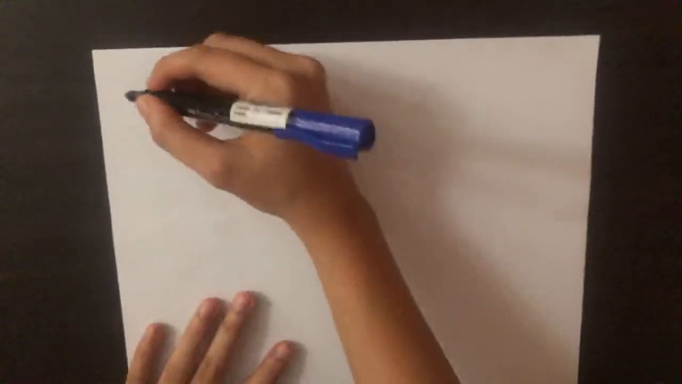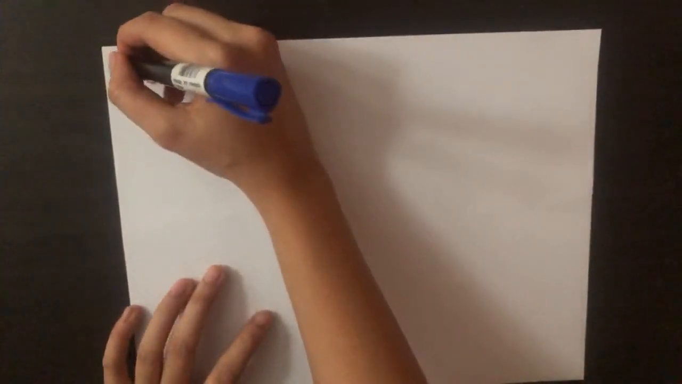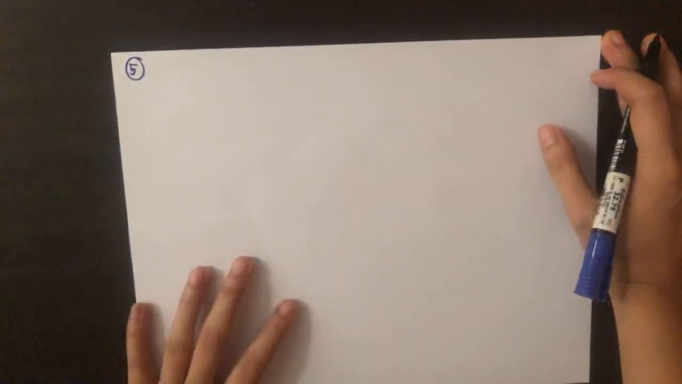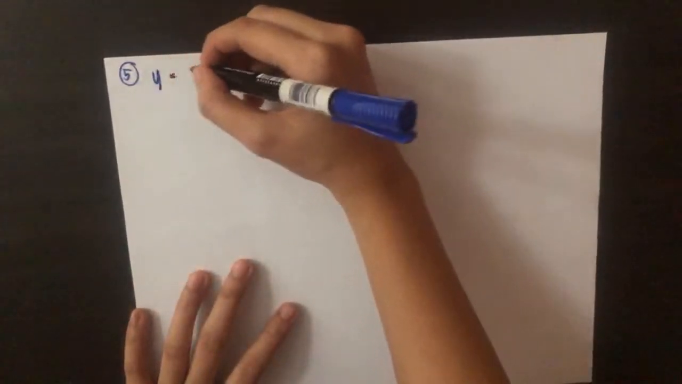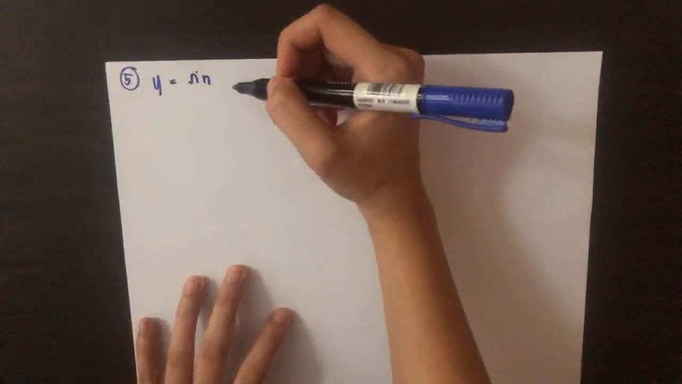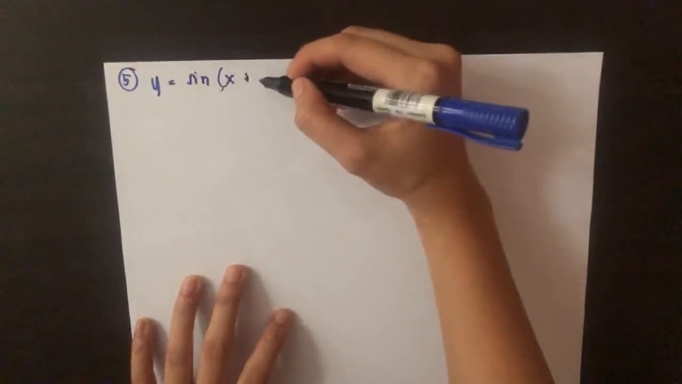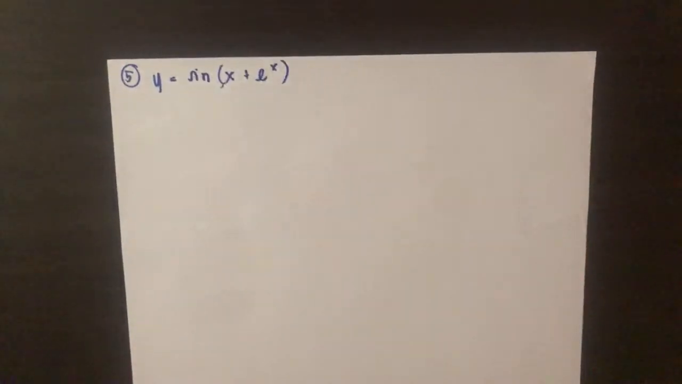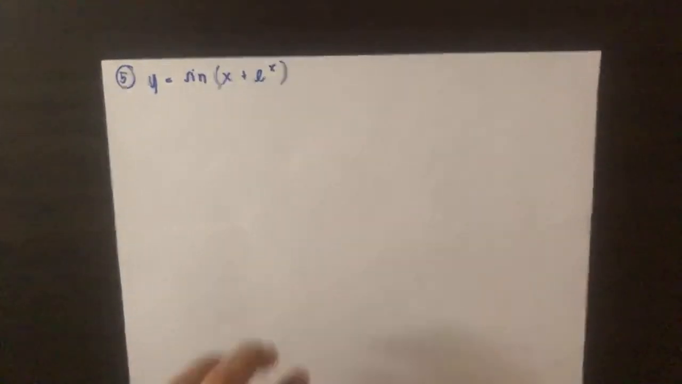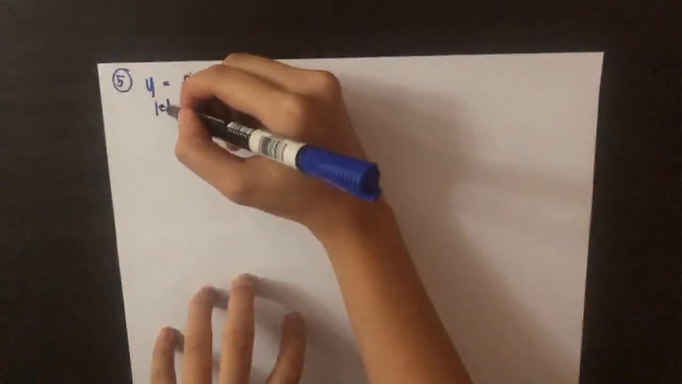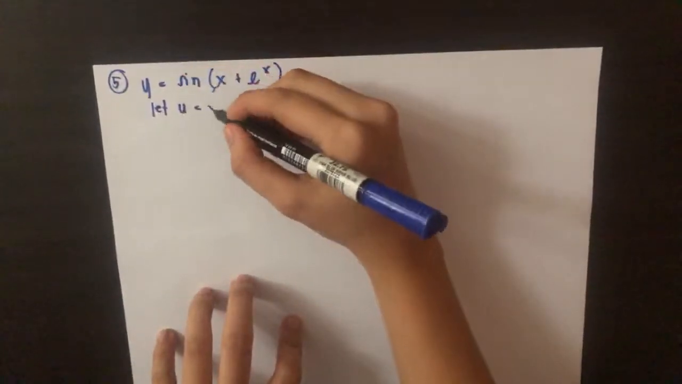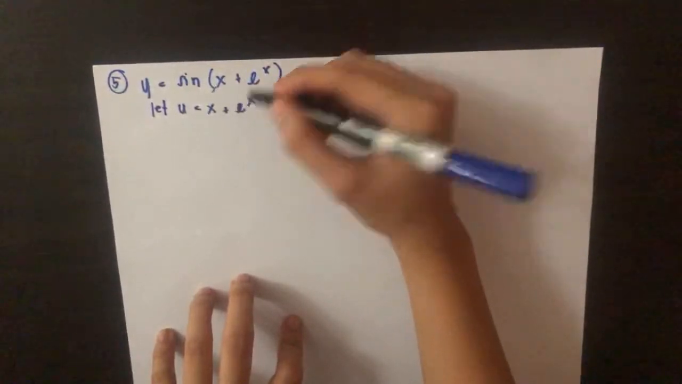Next example. Let's make it more complicated. Number 5. What if y is equal to sine of (x plus e raised to x)? So, let u equal x plus e raised to x.